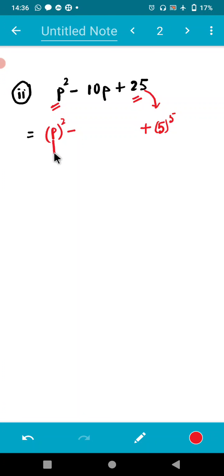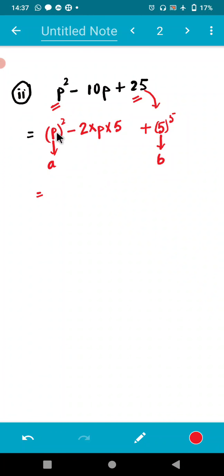So we'll consider this p as a, and we'll consider this 5 as b. Now in between these 2 terms we'll write 2 into a into b. So 2 is already in the formula. This time we have considered a as p and b as 5. So after this, what we have to write? (a minus b) whole square, isn't it?